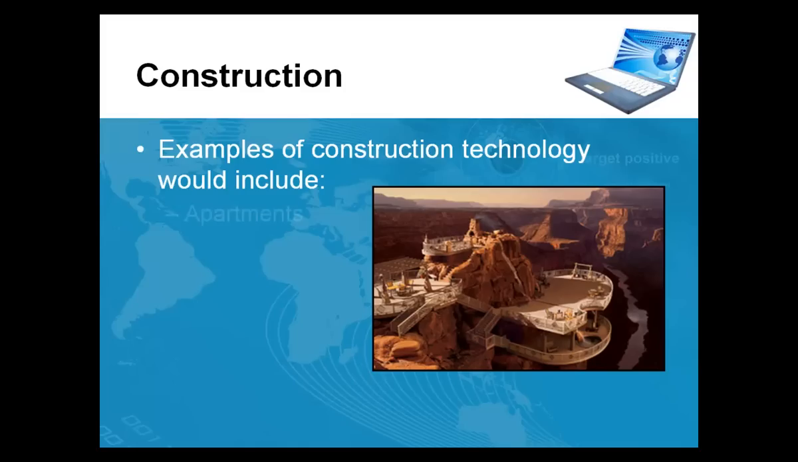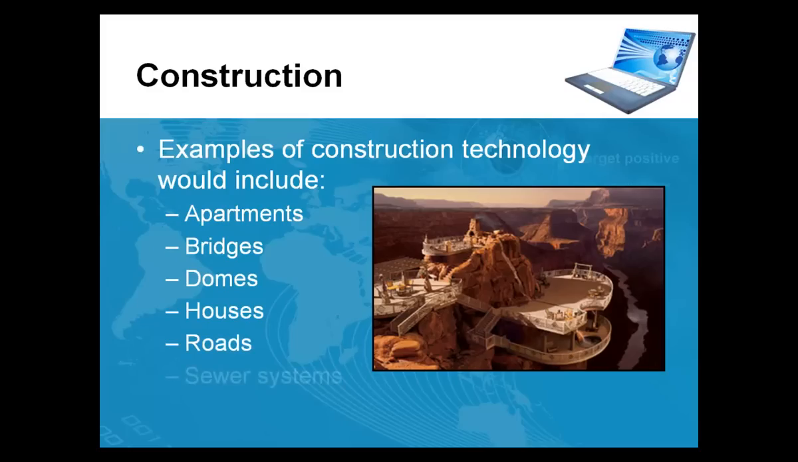Examples of construction technology would include apartments, bridges, domes, houses, roads, sewer systems, and again, everything else that's constructed around you. The picture on the right is one that I found on the internet. I don't know if it's real or not. It's a very cool idea, but shows some type of decks and everything on the side of a mountain. And it could be linked to a hotel, I'm not sure, but it's a cool example of what construction technology might look like. And you have construction all over your neighborhood, all over the community, and you see it everywhere you go.